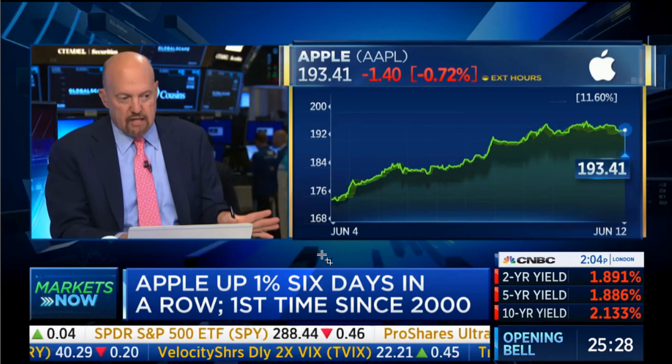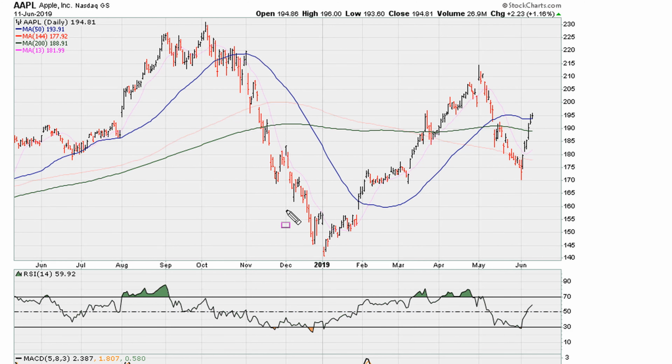Let's take a look at the daily chart to see what the chart looks like. It is called to open slightly lower. So let's see what the daily chart looks like prior to today's market open. All right, so this is yesterday's close. I'm going to draw a couple of lines.